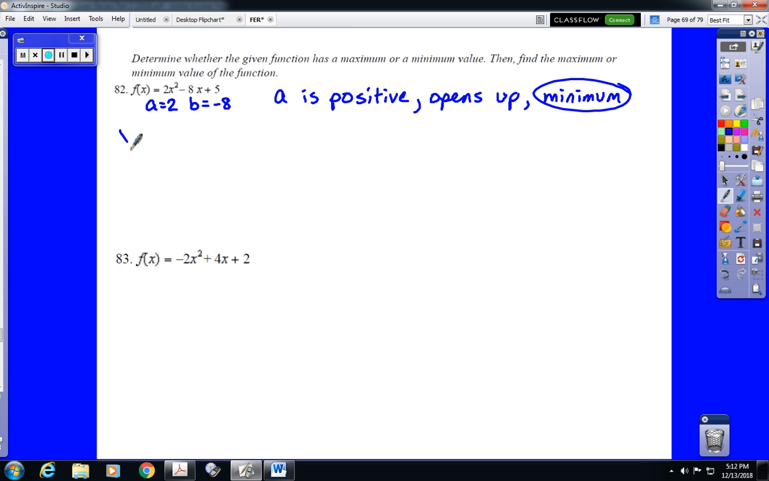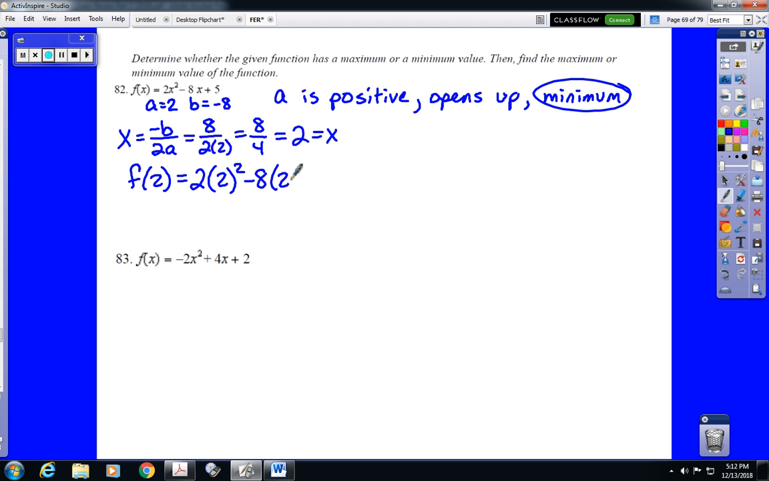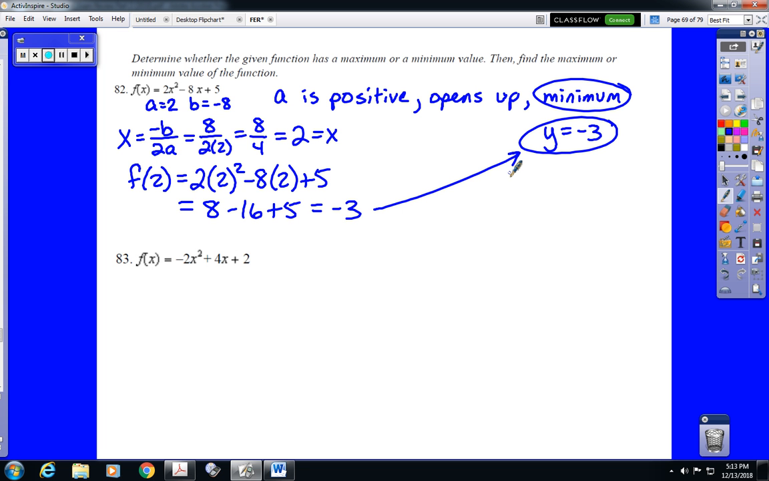From there, I need to find the axis of symmetry, negative b over 2a. So that would be 8 over 2 times 2, or 8 divided by 4, which would be 2. And then I need to plug that value in for x. So I need to find f of 2. So I feed that to my calculator. That would be 8 minus 16 plus 5, or negative 3. So my answer would be minimum value, and that value is negative 3. And that is a y value, so that's why I wrote y equals.